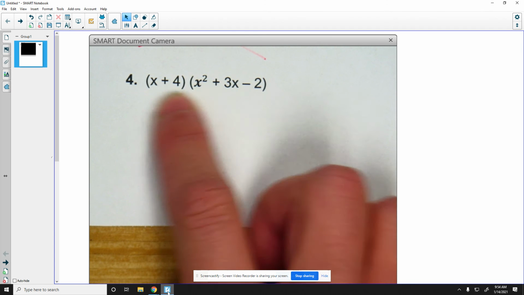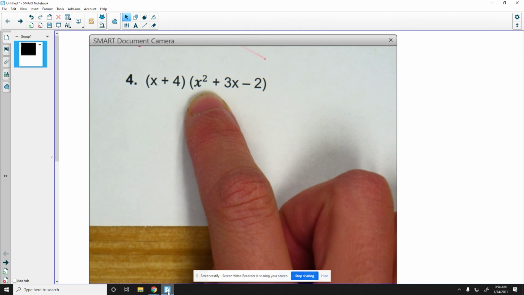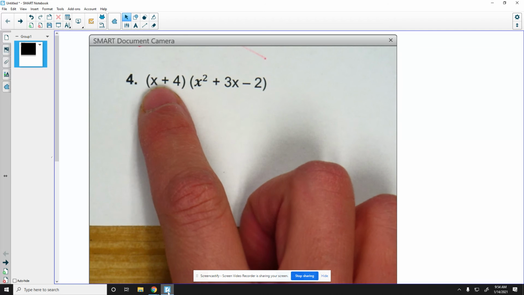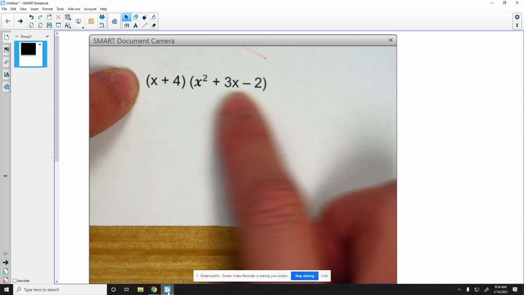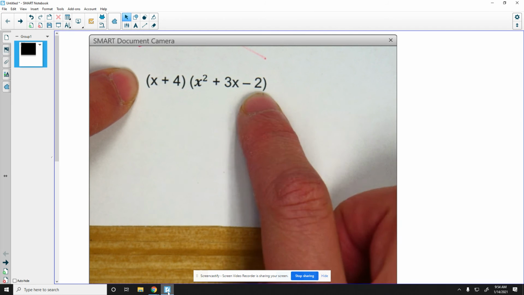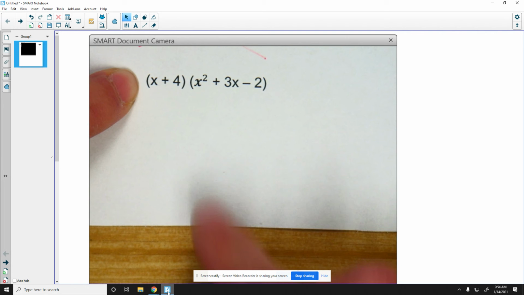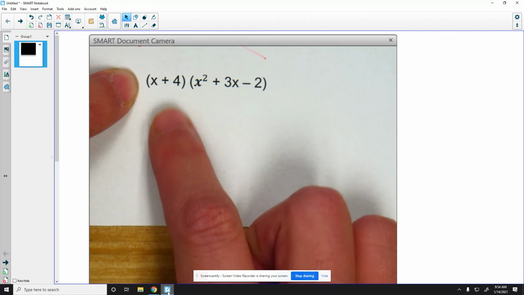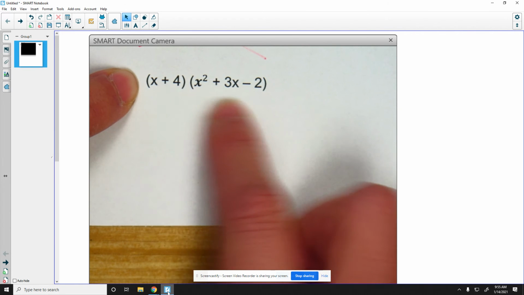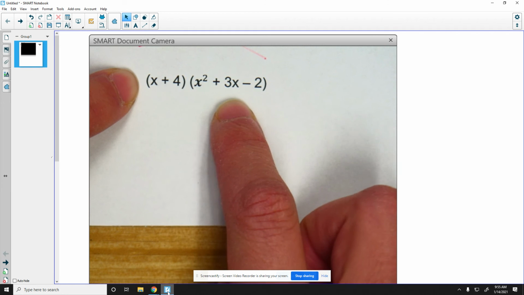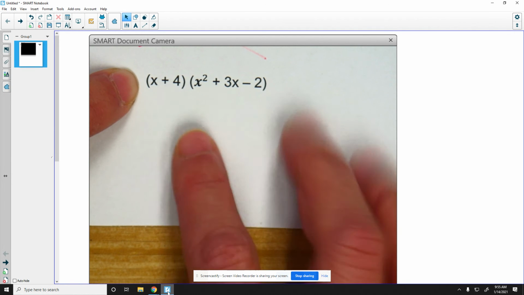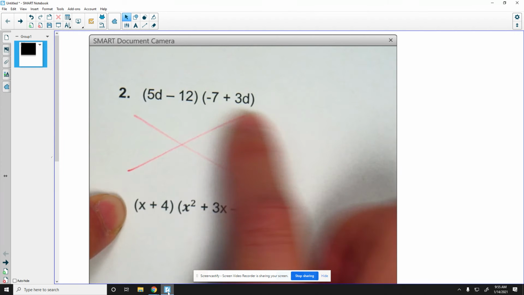Do you see how number 4 looks different? So you're still multiplying. You're multiplying a binomial, 2 terms, by a trinomial this time. So we had FOIL, we had distributive property, we had the box method. Does anyone know which method is definitely not going to work out of the 3? Owen? FOIL. You cannot FOIL this, okay? FOIL only works if you have 2 terms and 2 terms.